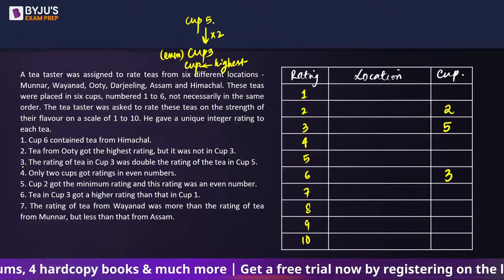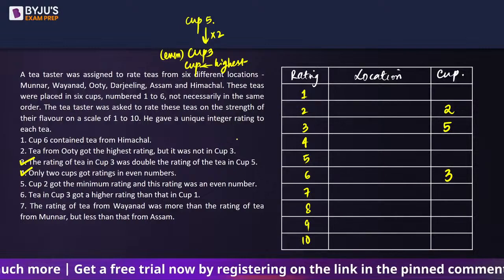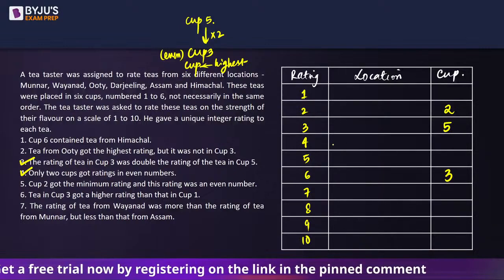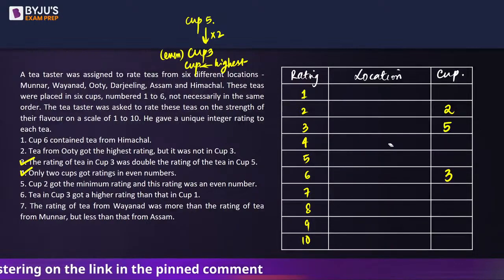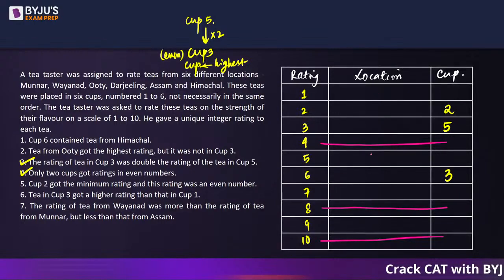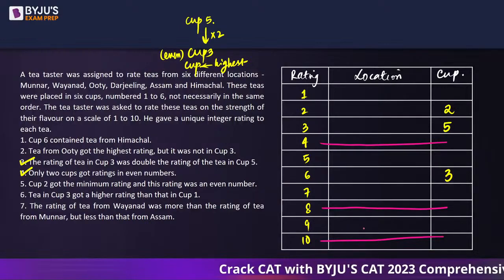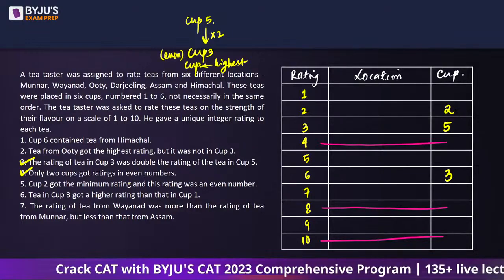So we are done with cup 3 was double. Only 2 cups got ratings in even numbers. That means we can actually eliminate rating number 4. You can't have even ratings anymore. So these are done. So we are left with 1, 5, 7 and 9. So 4 more ratings are left, and we have 3 cups to be placed. Okay, we will look into it.